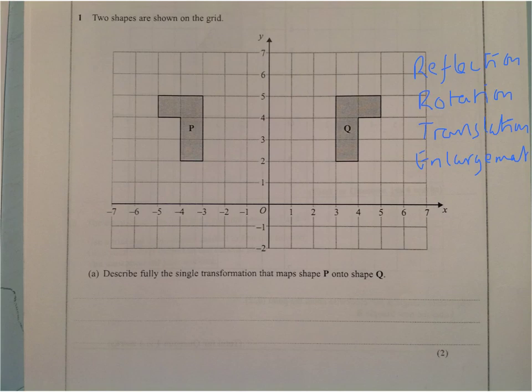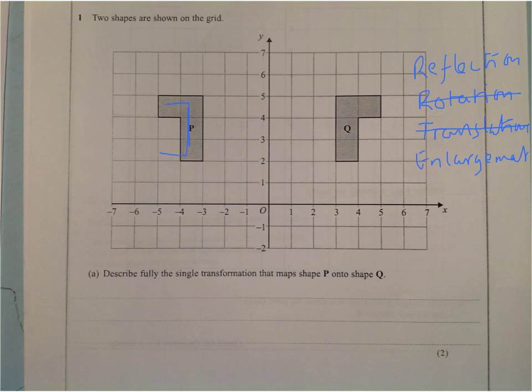There are 4 types of transformation. We've got reflection, rotation, translation and enlargement. It's not a translation because it seems to be facing the other way. It's not a rotation because it's not simply being rotated, otherwise instead of being a shape like this, it would be a shape like this somewhere. So it's not a rotation, so that leaves an enlargement or reflection.